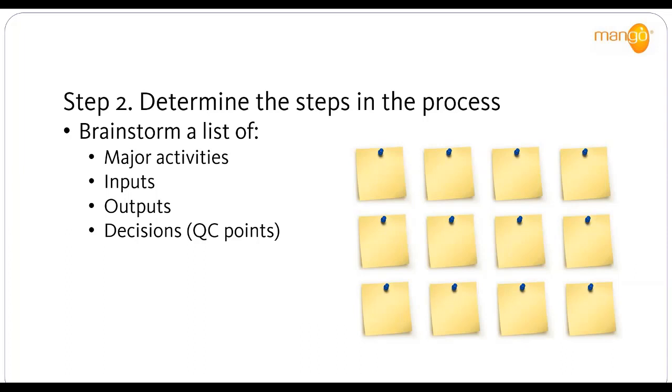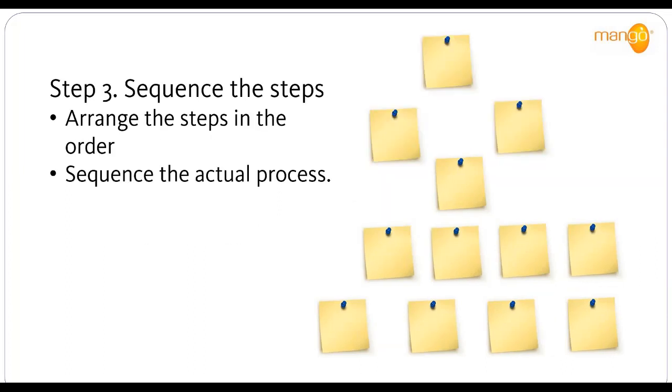Just list down all the different activities that you do and brainstorm it and get maybe a team of people together and come up with all of those activities that you do to do the job. Don't worry about the sequence yet. That's coming up next. All you're doing is just brainstorming all the different ideas. And then you sequence the steps.